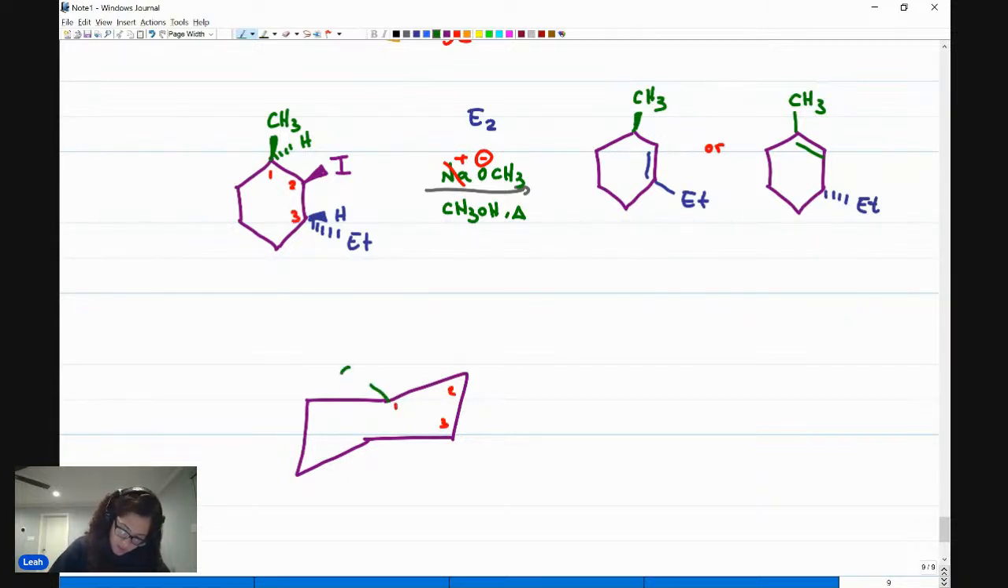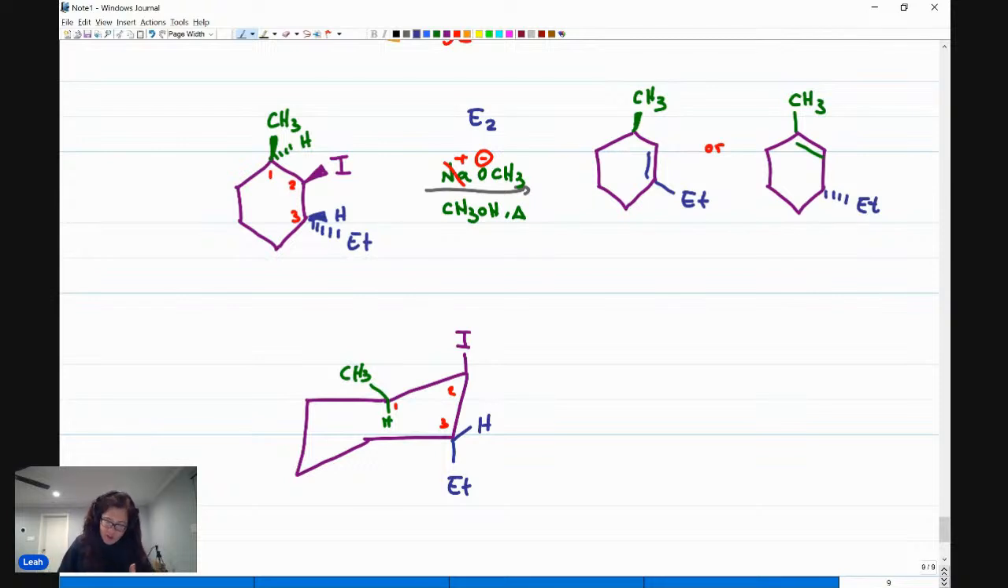Methyl is up on carbon 1. That makes the hydrogen down. Iodine is up on carbon 2. Let's do that purple. Up on carbon 2. That's my leaving group. And ethyl is down on carbon 3, making the hydrogen up on carbon 3.